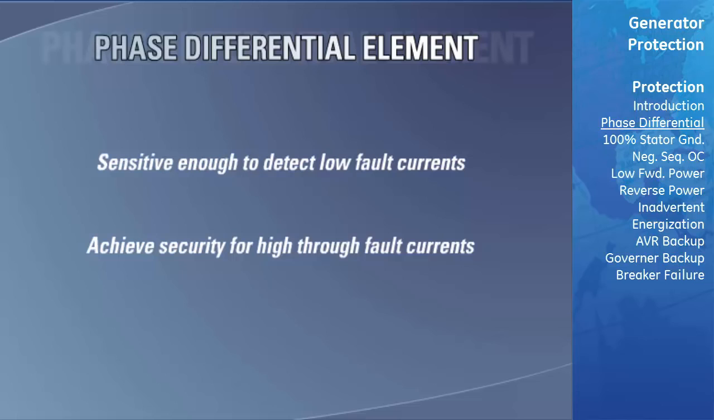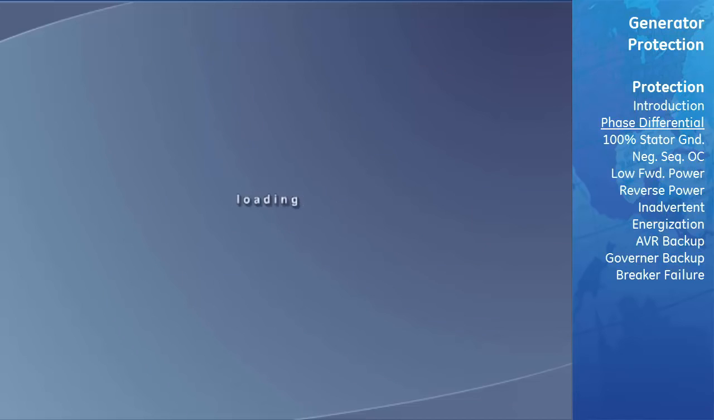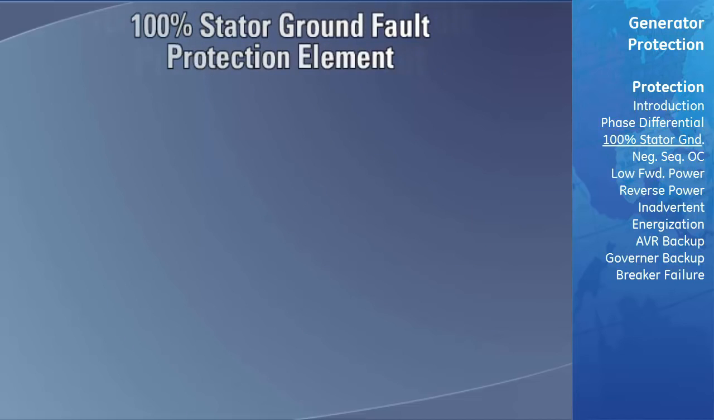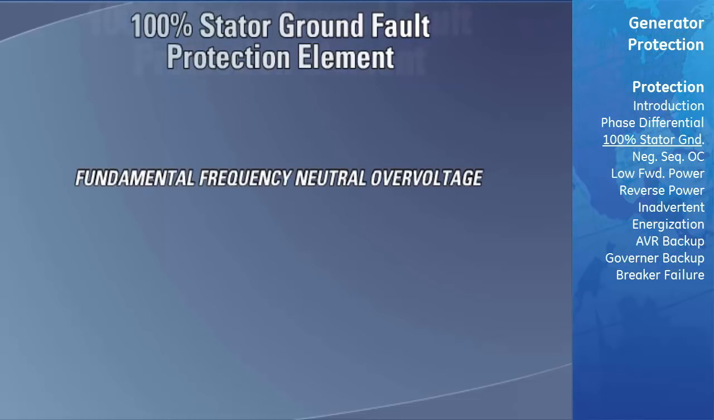For further detail on the percent differential element, please refer to the differential element description under the Distribution tab. The second primary generator protective element we will discuss is 100% stator ground fault protection, which can be achieved using a combination of fundamental frequency neutral overvoltage and third harmonic neutral undervoltage.